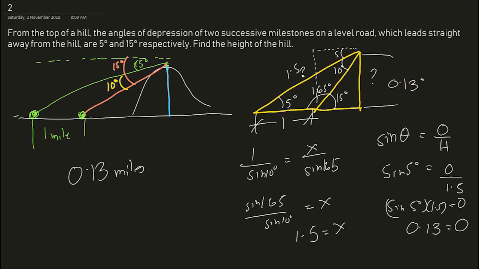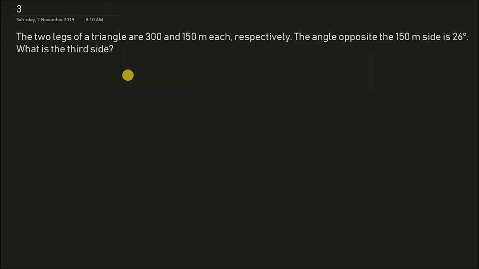Alright, next problem. Okay, so for this problem, sabi dito, the two legs of a triangle are 300 and 150 meters each. So we have a triangle. So these are not on scale. So for representation lang siya. So meron tayong ito. This is 300. Ito rin daw is 150.